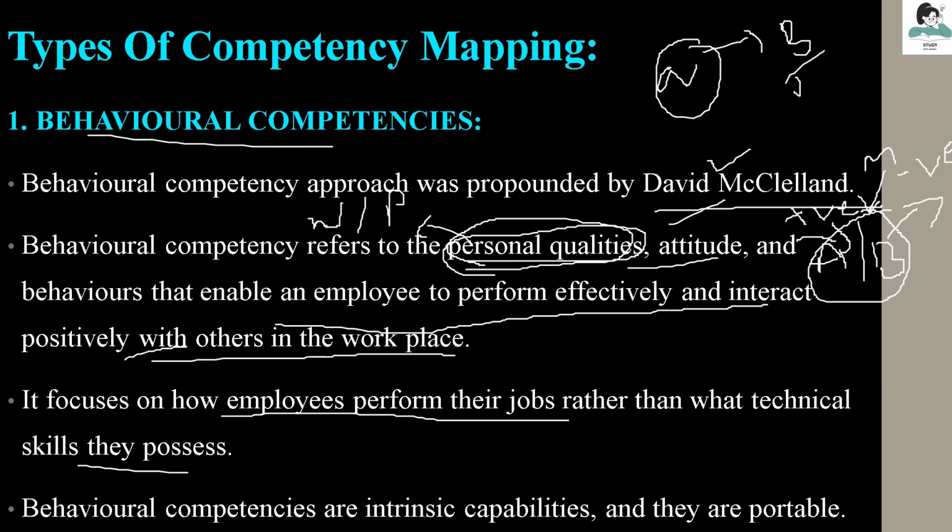So these behavioral competencies are intrinsic capabilities. Intrinsic means qualities that come from within a person, like integrity, responsibility, self-confidence, and positive attitude. All this comes under intrinsic capabilities, and they are portable. Portable means these competencies can be used in any job or in any organization. Am I clear? Hope I'm clear with these behavioral competencies.